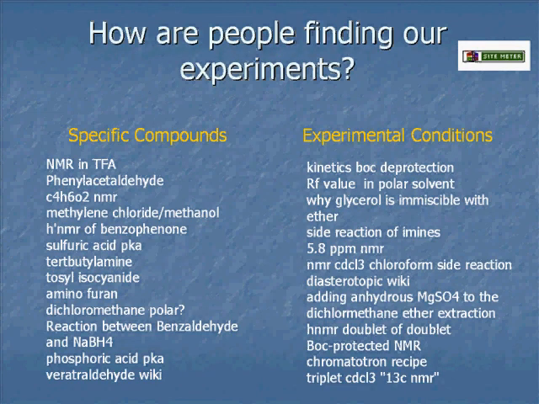Okay, so some other ways that people might be finding our experiments. These are some of the search terms that I looked at over about a week to see how people were doing this, and there are 4 basic categories. First are specific compounds. Someone will search for methylene chloride or tosyl isocyanide, or they'll be searching for experimental conditions like kinetics of Boc deprotection. We've actually done a lot of NMR monitoring of the removal of the Boc group. So if you're looking for that, you're in luck because you've got piles of data that you can grab.